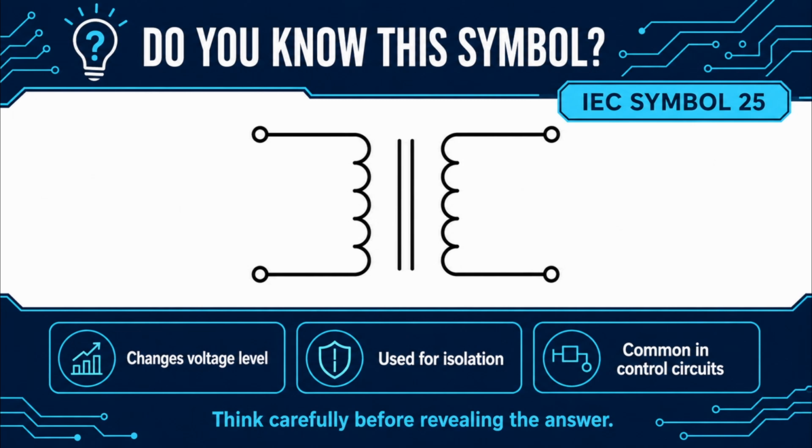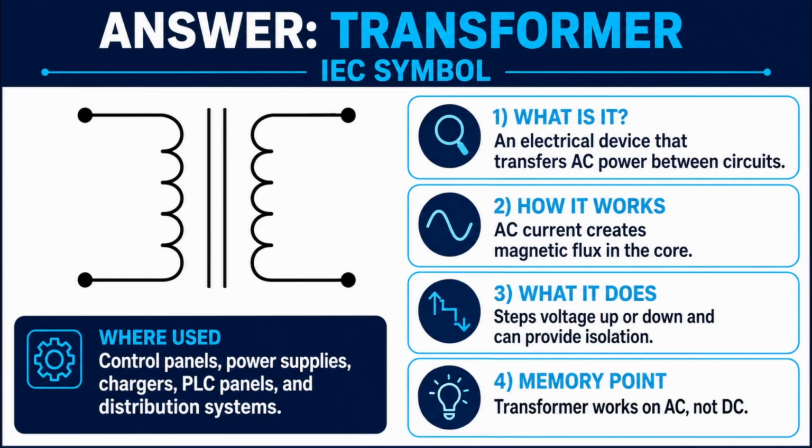Do you know what this electrical symbol represents? Here are some clues. It changes voltage level, provides electrical isolation, and is commonly used in control circuits. The answer is a transformer. It transfers AC power from one circuit to another through magnetic induction. Depending on the winding ratio, it can step the voltage up or step it down.